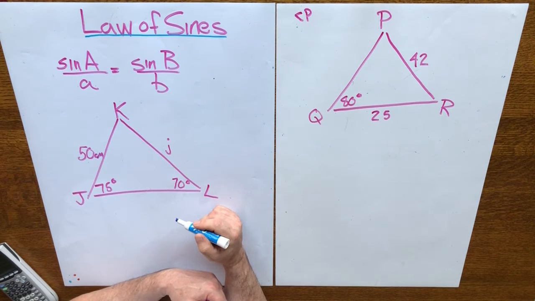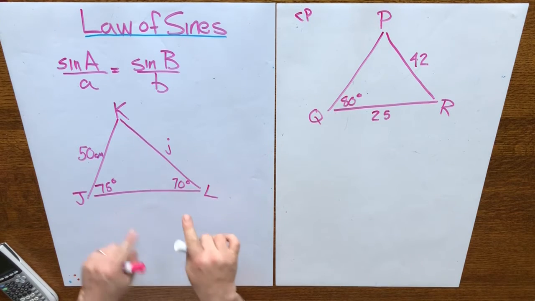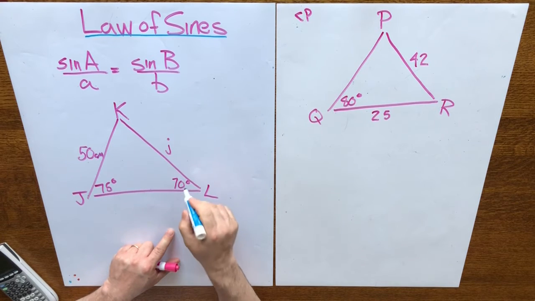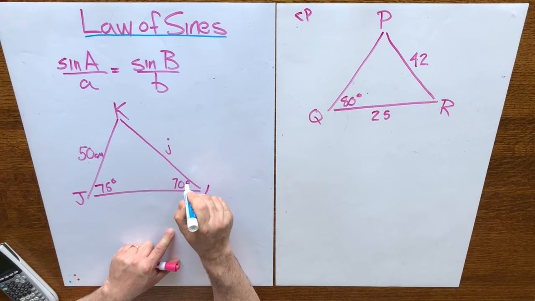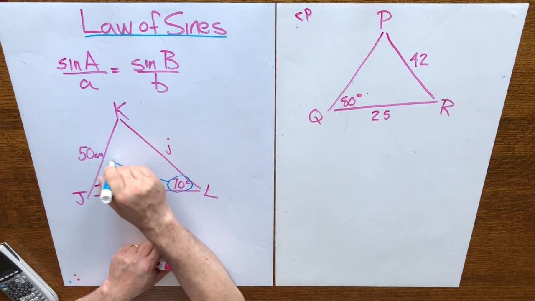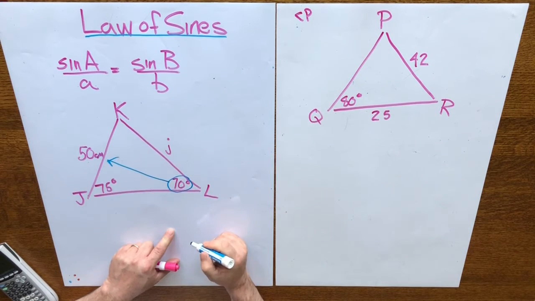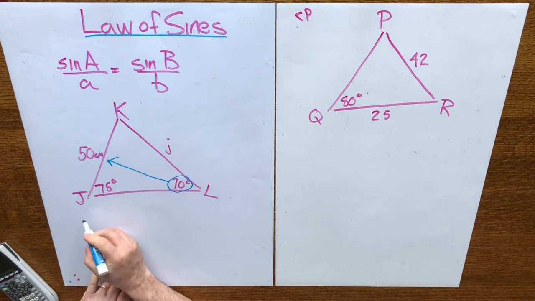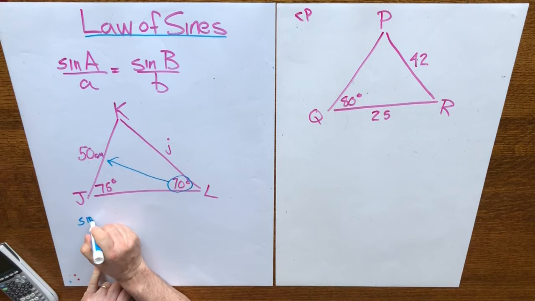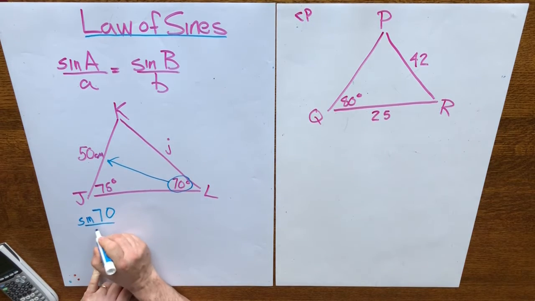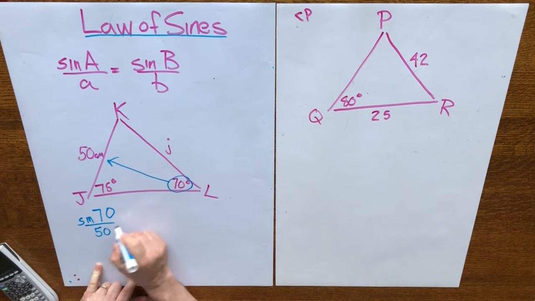So on this triangle right now, I want you to notice that I've given you two different angles, and the relationship that you always want to look for when you're using the law of sines is you want to know an angle and you want to know its opposite side. So I'm going to start with that one, and I'm going to write it down as a fraction. I'm going to say the sine of the angle 70 degrees divided by its opposite side, 50.